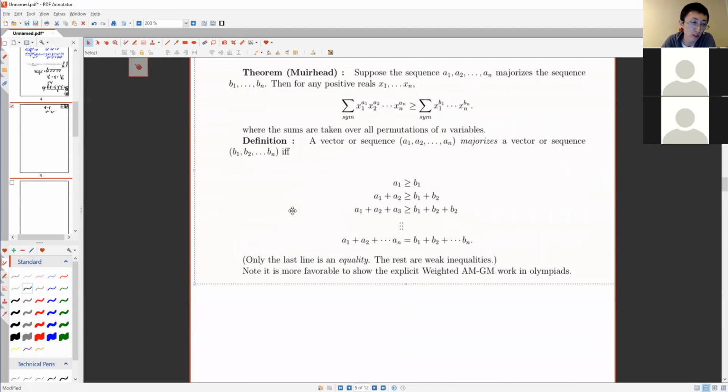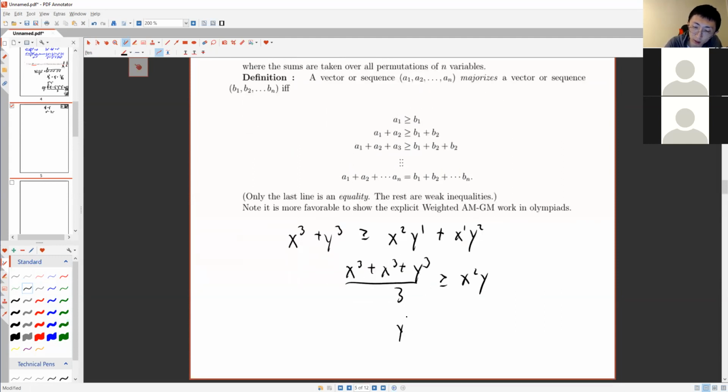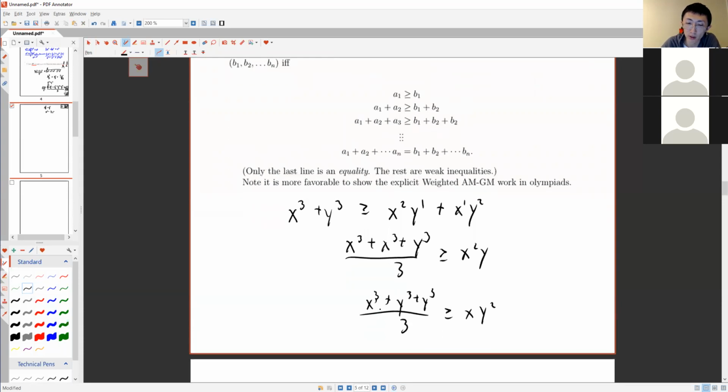So the intuition is that if I have like x squared y to the first, and let's say x cubed plus y cubed, this should be true intuitively by AM-GM because we can weight this twice and get that this is true, and weight y twice to get the other one is true by AM-GM directly on these three terms. And then we just add and we get the result.